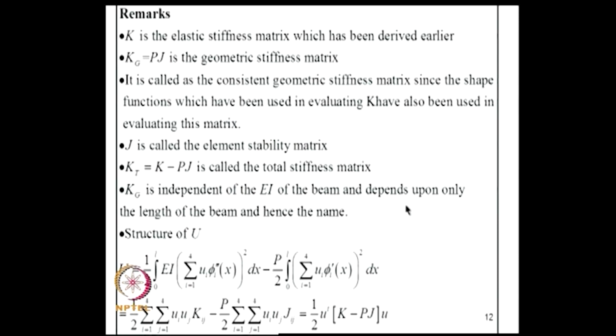Now we can also see the structure of U. So if we write this and expand, we can see that U, using Kij and Jij notations, can be written as half U transpose K minus PJ into U. Now based on this we can consider a few examples so that we get an idea of how to use this.